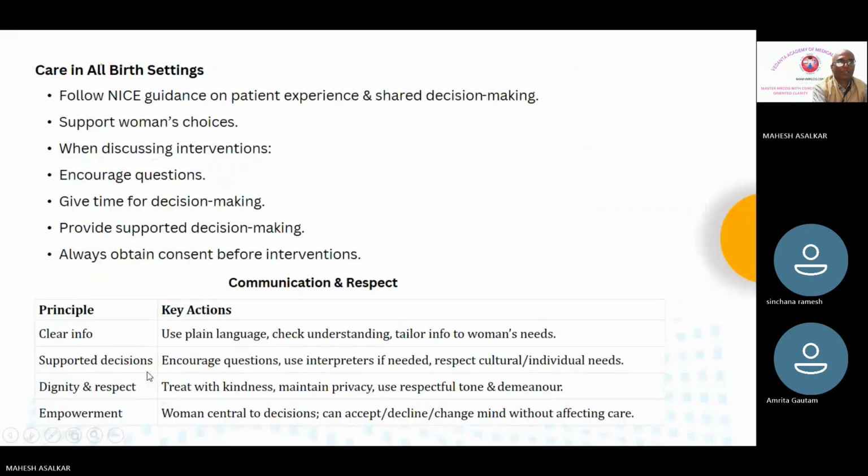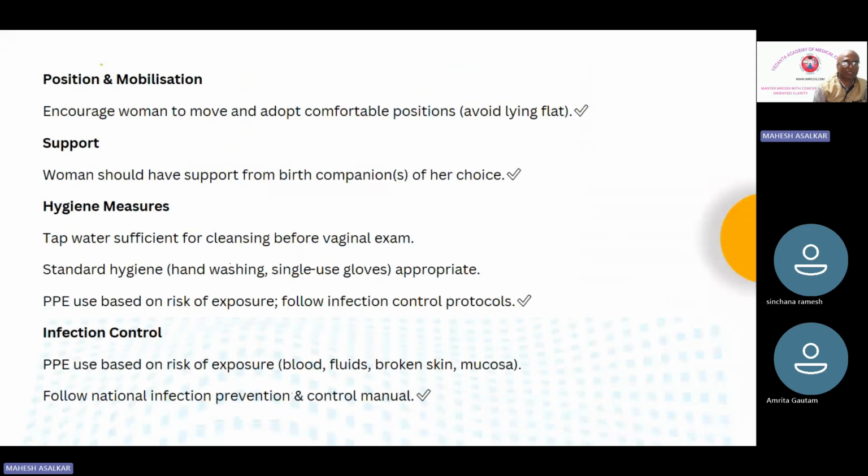Okay. Then care in all birth settings. Follow NICE guidelines on patient experience and shared decision making. Support women's choices when discussing interventions. Encourage questions. Give time for decision making. Provide supported decision making, and always obtain consent before interventions. Actually, these are the important points from part 3 because they check your communication. So this is important from part 3 point of view. There are no SBA or EMQ on this.